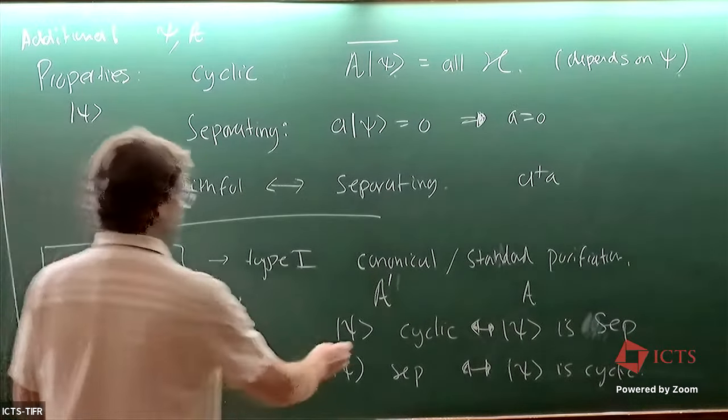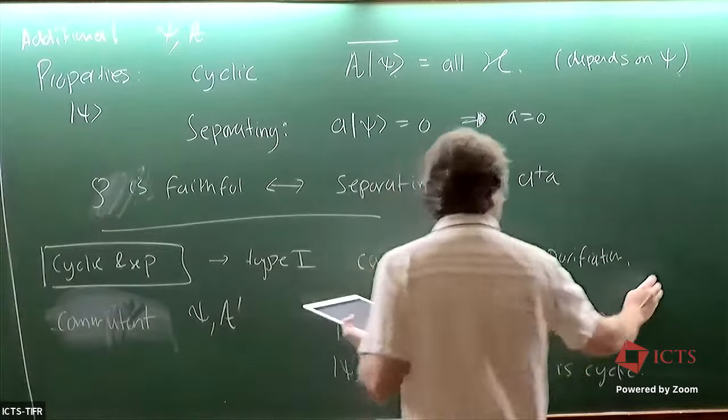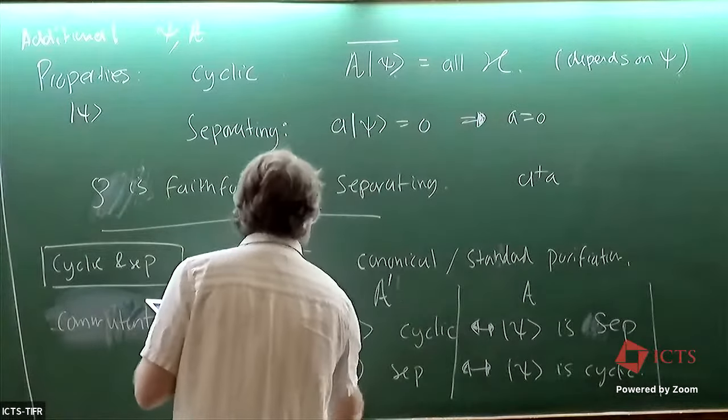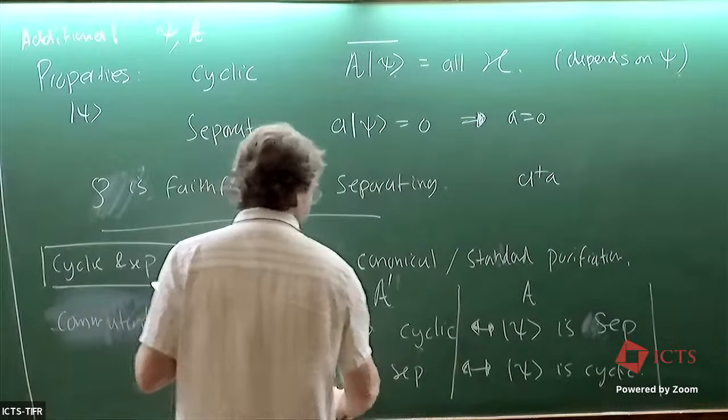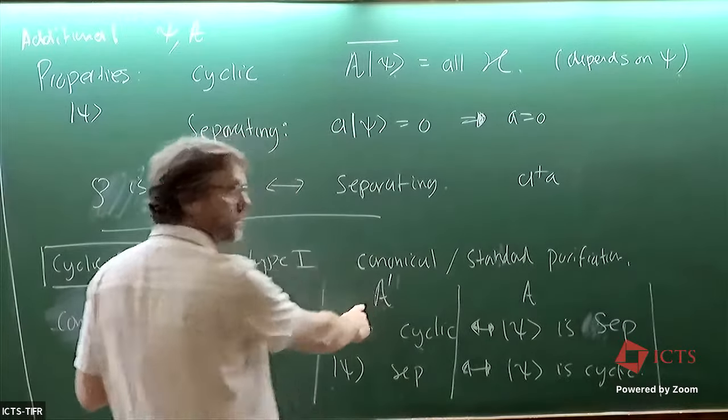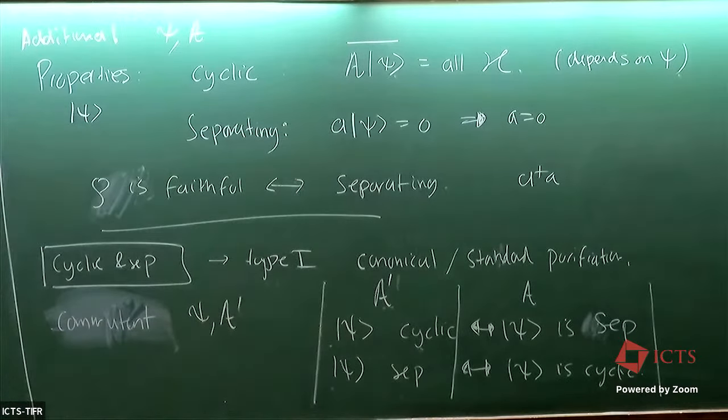So as I said, these are two different things. Psi is cyclic for A prime. Psi is separating for A prime. That's what I mean here. Is that clear, or is that not very clear?